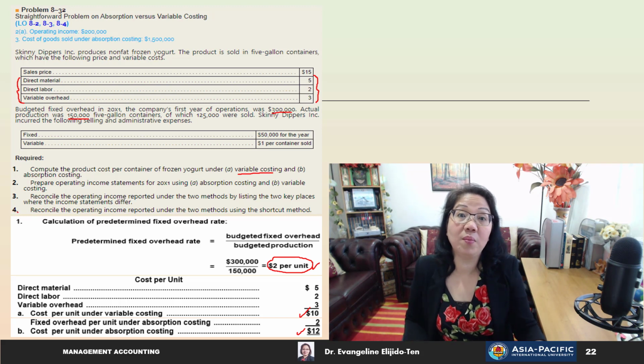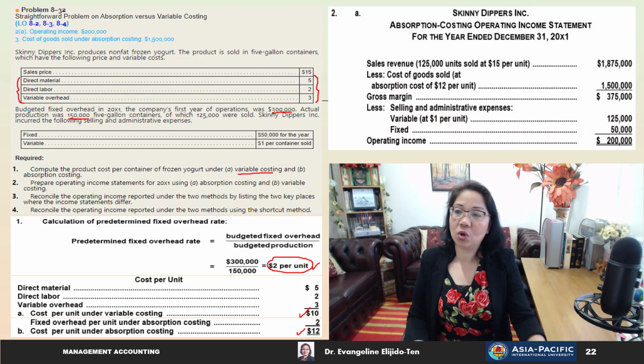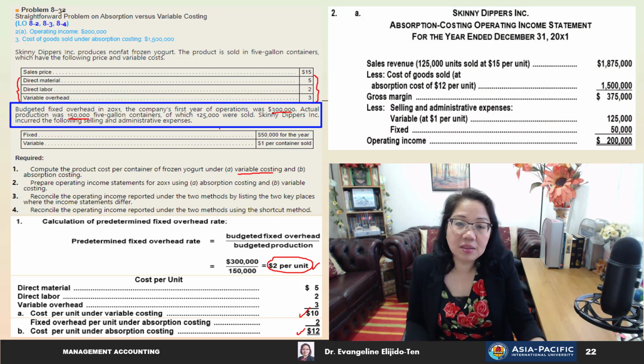Let's go to requirement 2. Prepare operating income statements for 20X1 using A, absorption costing, and B, variable costing. So let's start with absorption costing. It says here that Skinny Dippers, even though they produced 150,000 units, sold 125,000.